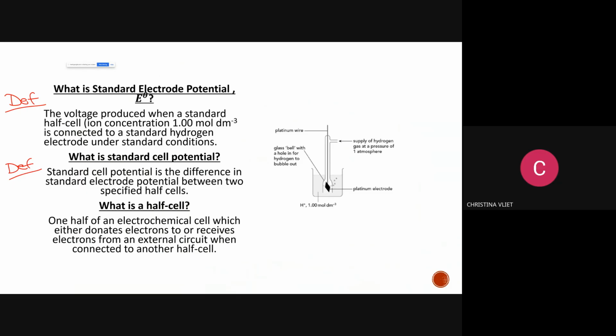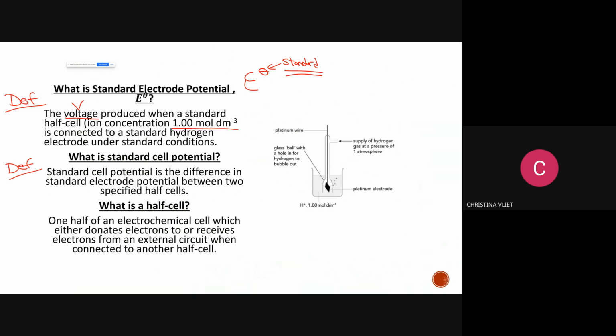So standard electrode potential, which is called the E value, and you might see E with that little sign afterwards. That little sign afterwards means standard conditions. This is the voltage, so it's going to be measured in volts. This is the voltage produced when a standard half cell, which has a specific concentration of 1 molarity, that's how we define the standard, is connected to a standard hydrogen electrode under standard conditions.